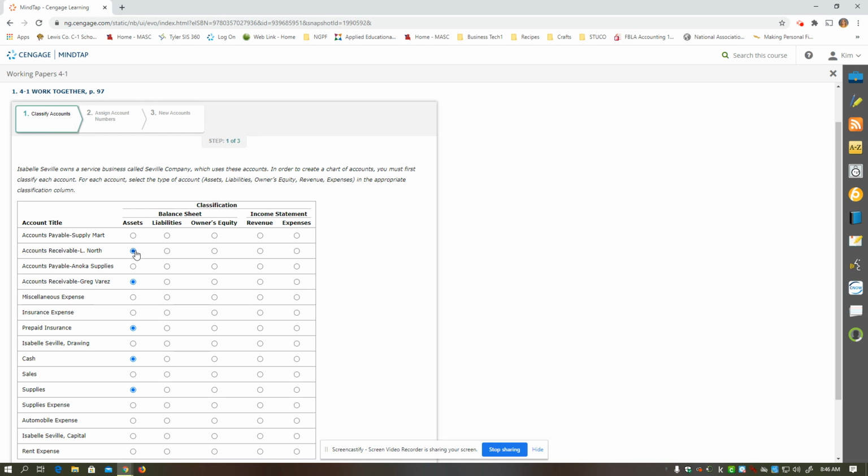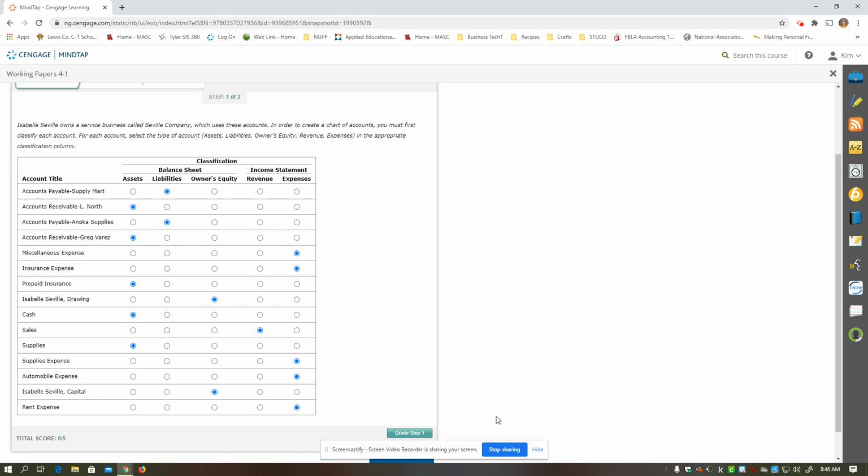Okay. Next, liabilities are going to be accounts payable, people that we owe. Owner's equity are your capital and your drawing. And then back to income statement, revenue is going to be sales. And your expenses then are going to be, let's make sure we've got that one: miscellaneous expense, insurance expense, supplies expense, automobile expense, rent expense.